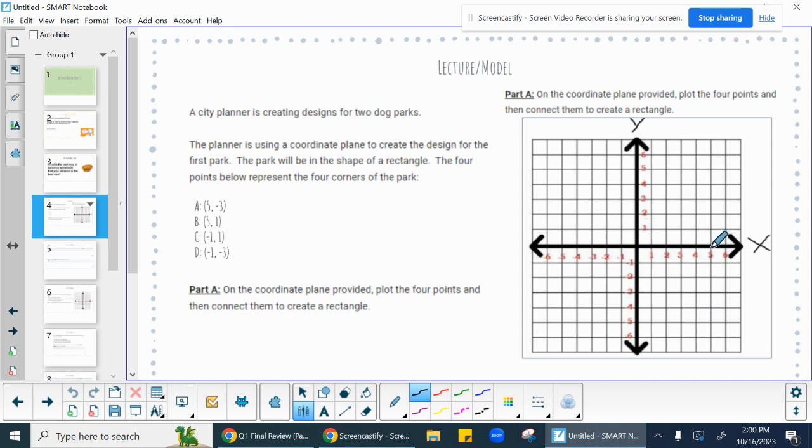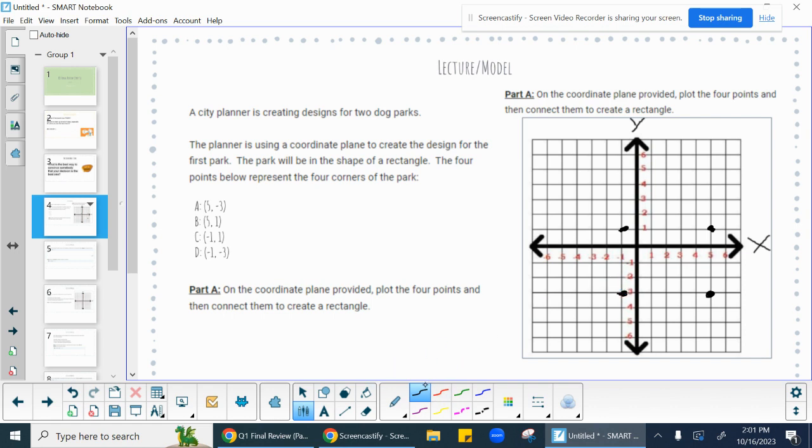All right, point A is at 5, -3. So that would be 5 to the right and 3 down. Point B is at 5, 1. So that would be 5 to the right and 1 up. Point C, -1, 1. And point D, -1, -3.